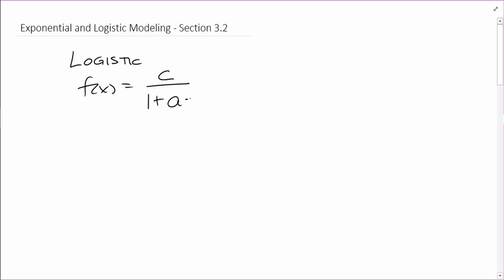Today we're going to talk about exponential and logistic modeling. To review from the other day, we discussed logistic modeling, and we discussed a function f of x which equals c over 1 plus a times b to the x. For this logistic model, c we called a carrying capacity or a maximum capacity.